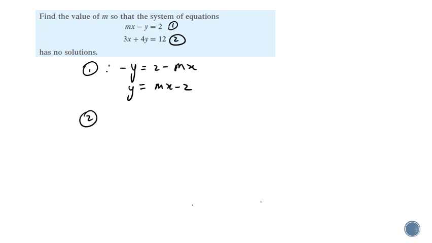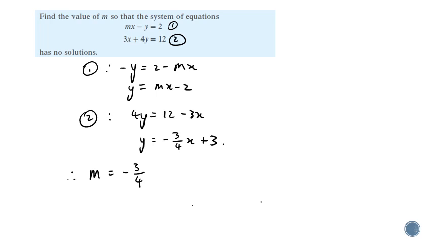And then for equation 2, I'm going to rearrange it. We have 4y equals 12 minus 3x. So y is equal to negative 3 over 4x plus 3. Now, remember, if we have no solutions, then they're parallel, which means the gradients must be equal to the same. So m must then be equal to negative 3 over 4 for us to have no solutions.